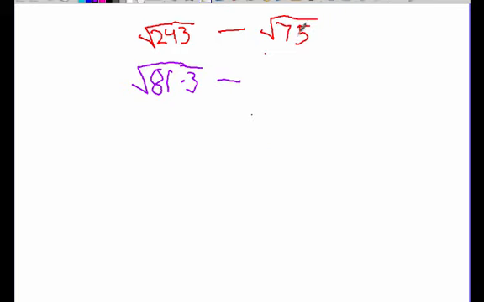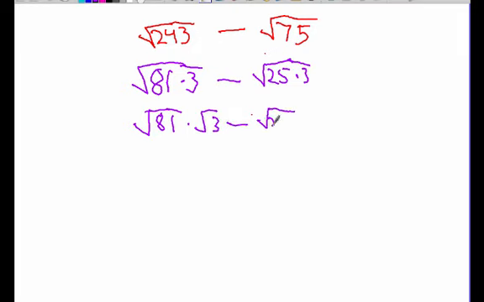So maybe we want to see, can 75 be divided by 3? Turns out, 75 divided by 3 is 25 times 3. Take a look at this. This is what we want to see. We want to see the same number under the radical. Okay? We keep working. We can now separate these, so that we get the square root of 81 times the square root of 3 minus the square root of 25 times the square root of 3.